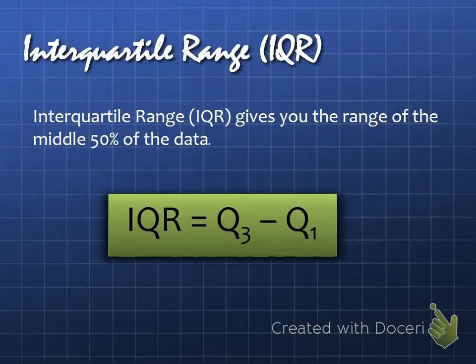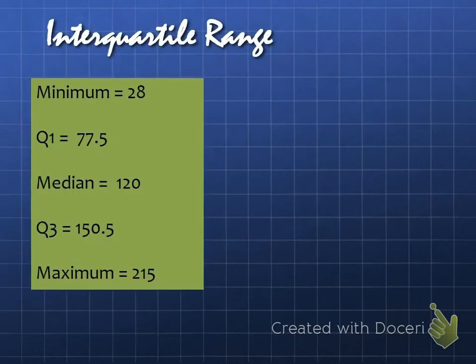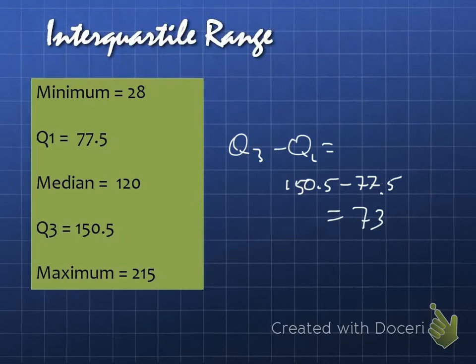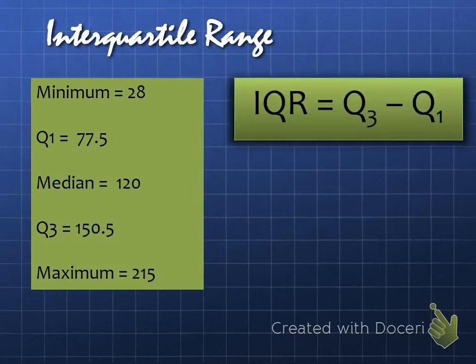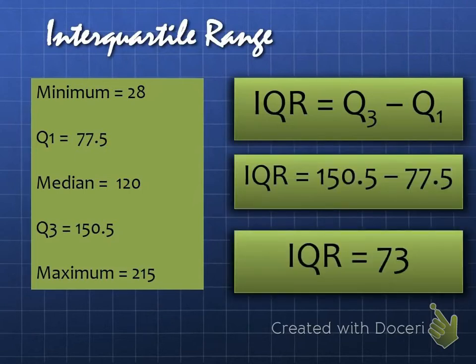Okay? And so to find that middle half, Q3 marks the end of our third quarter, Q1 marks the end of our first quarter, so subtracting Q3 minus Q1, we get right in that middle 50%, right? So that's our IQR. So our interquartile range for our credit card purchases is Q3 minus Q1. So we take 150.5 minus 77.5, and we get 73. So our middle 50% is spread out over $73. Okay?